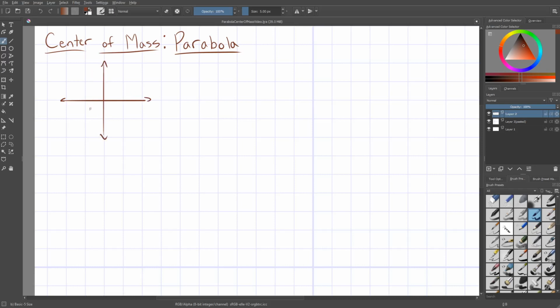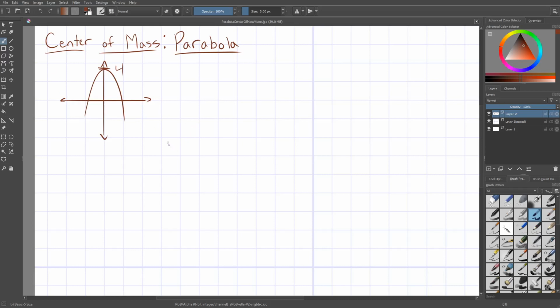And I'll go ahead and draw our object, which is a parabola. Keep going until I get a decent looking one. That's good enough. And we're going to say that this parabola has a height of 4.